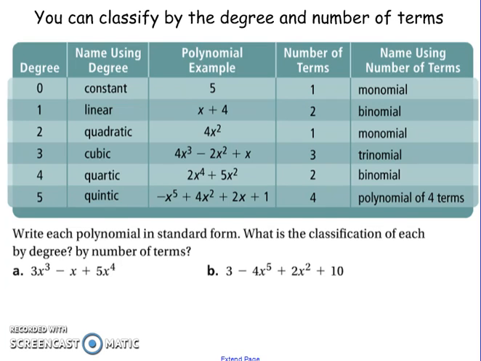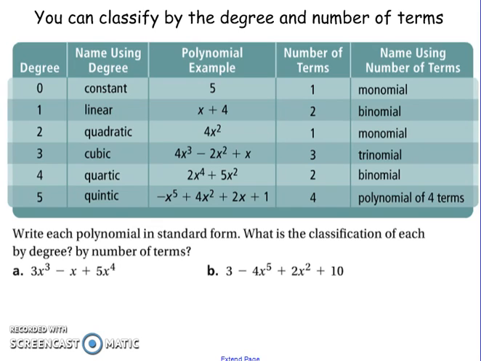If the degree is higher than 5, we just say it's a 6th degree polynomial or it's a 10th degree polynomial. The number of terms, we know the words for 1, 2, and 3. So if there's only one term, it's a monomial. 2 terms is a binomial. 3 terms is a trinomial. Anything after 3 terms, we'll call a polynomial of that many terms. So if there's 10 terms, it'll be a polynomial of 10 terms.